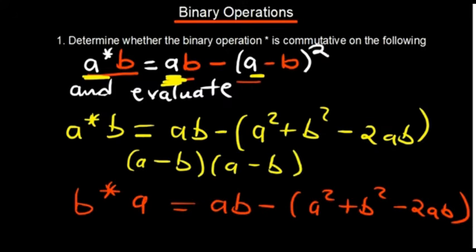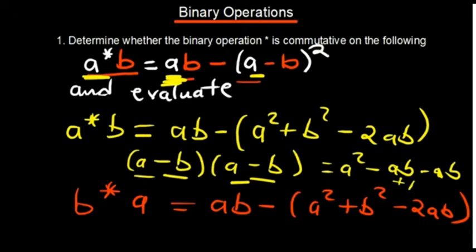So A times A is A squared. A times negative B is going to be minus AB. Then negative B times A is going to be minus AB. Then B times B is going to be plus B squared. So this part is what is giving us minus 2AB in both situations. Okay.